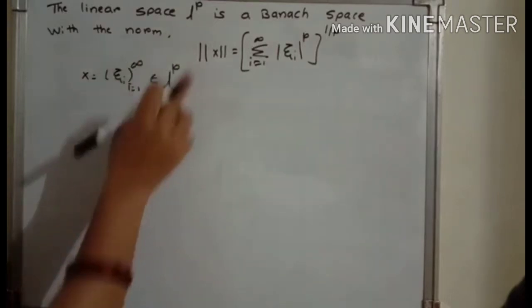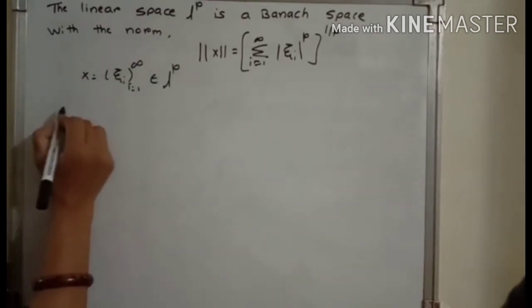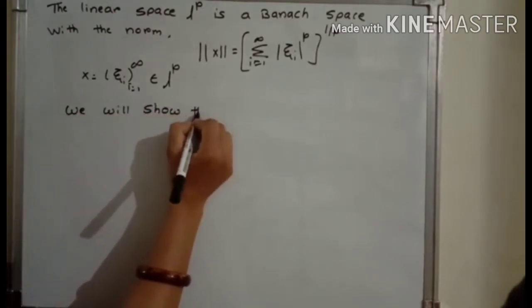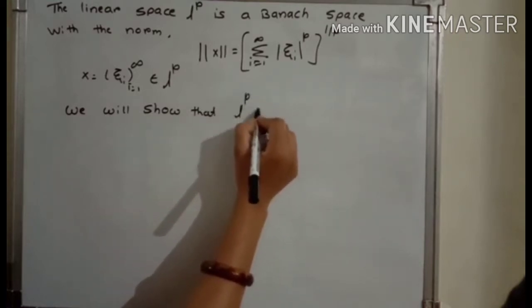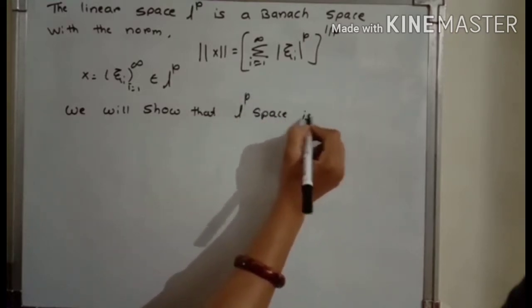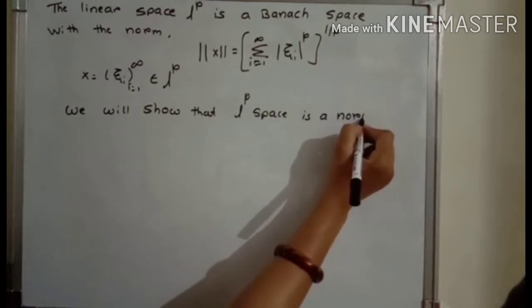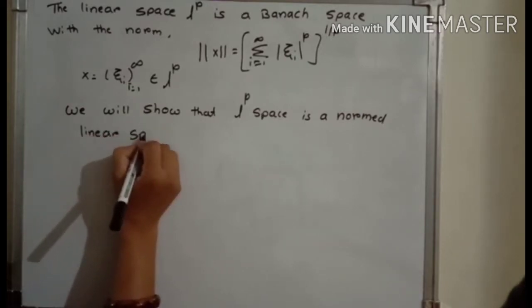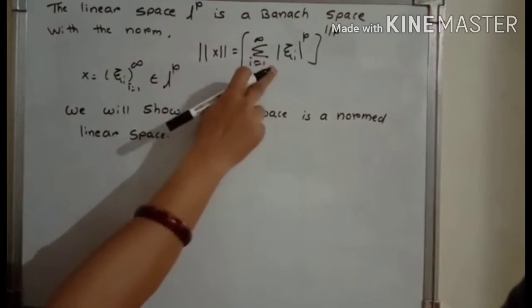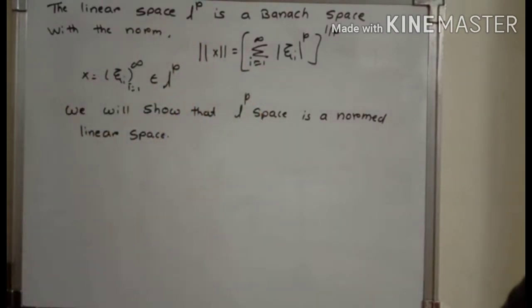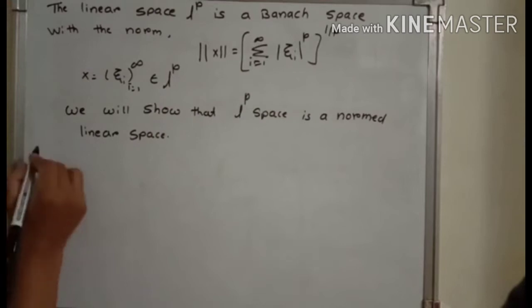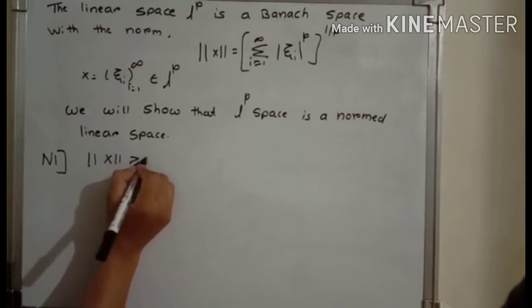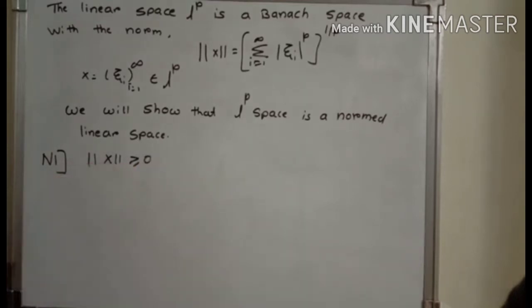To prove that it is a complete normed linear space, firstly we will show that ℓp space is a normed linear space. To prove that it is a normed linear space, we have to show that the norm defined like this on ℓp satisfies all the properties of a norm. So the first property of the norm is ||x|| is greater than or equal to 0. So we start with the norm of x.